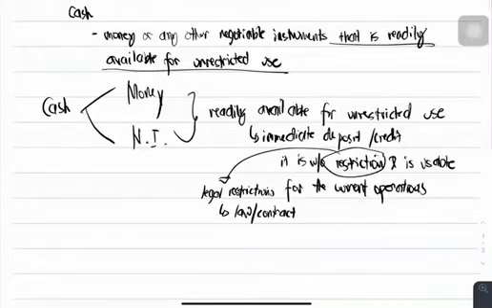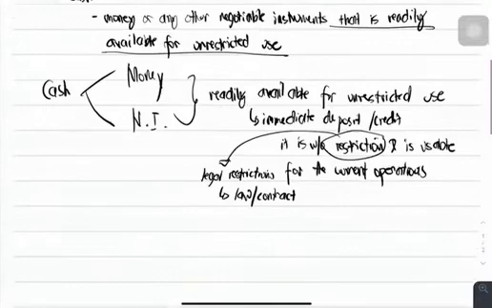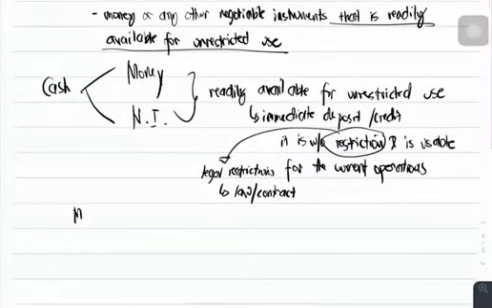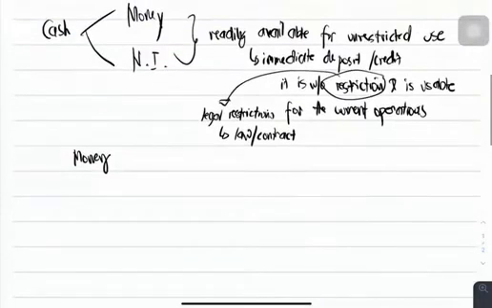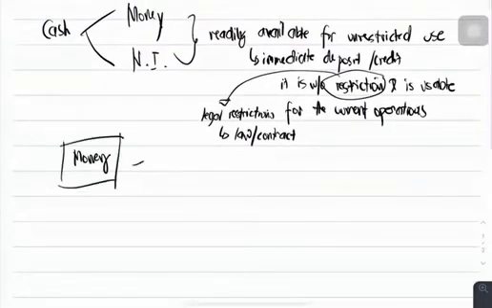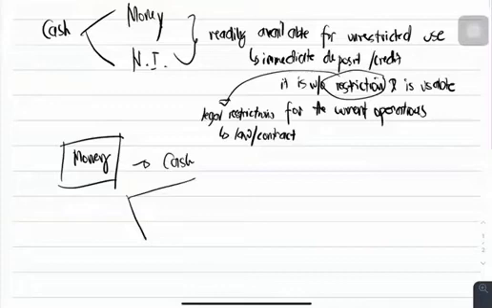We can now go to the items of cash, that is your money and negotiable instrument. Okay, so start first with money. When we talk about money, money is cash in layman's term. And your money can either be peso or a foreign currency.